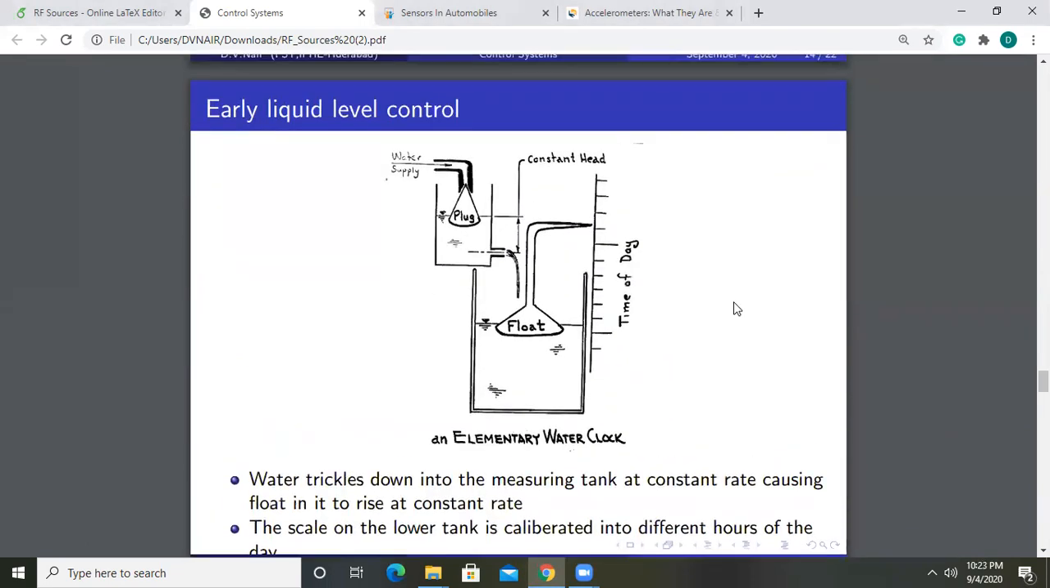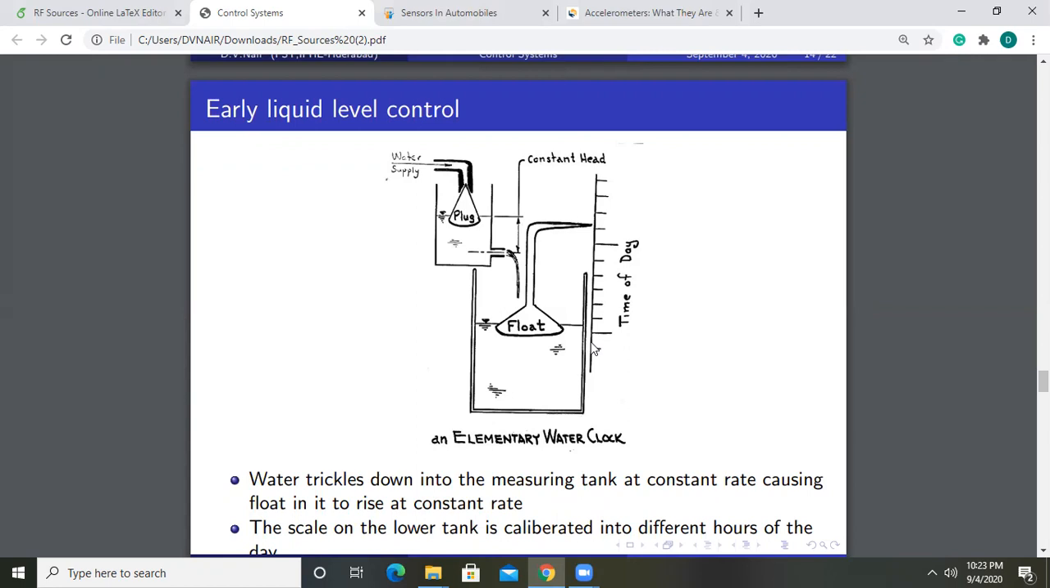Then next in line is a clock, an elementary water clock. Here you can see you have two liquid tanks. The liquid from the above tank trickles down into the measuring tank at a constant rate. And this allows the float in the lower tank, the measuring tank, to rise at a constant rate. And the side of the measuring tank is calibrated in terms of what? The hours of the day.